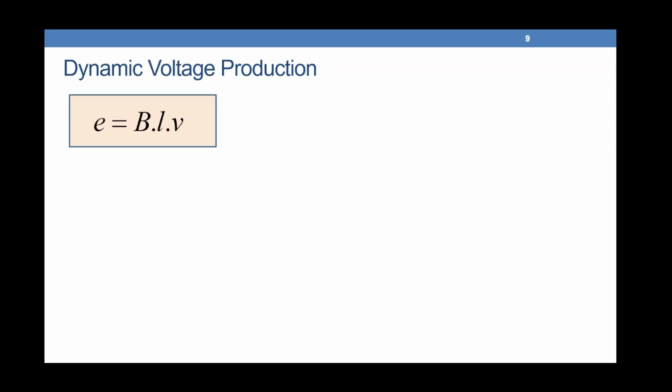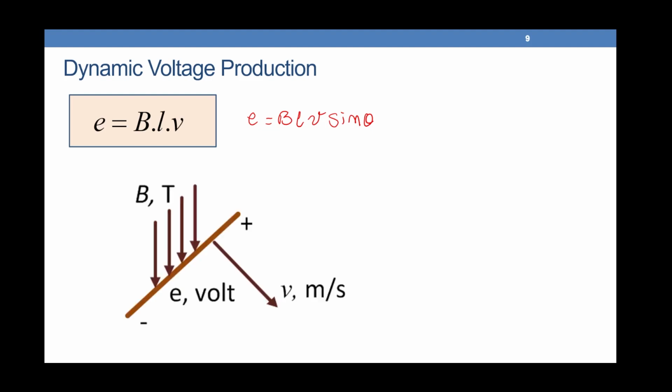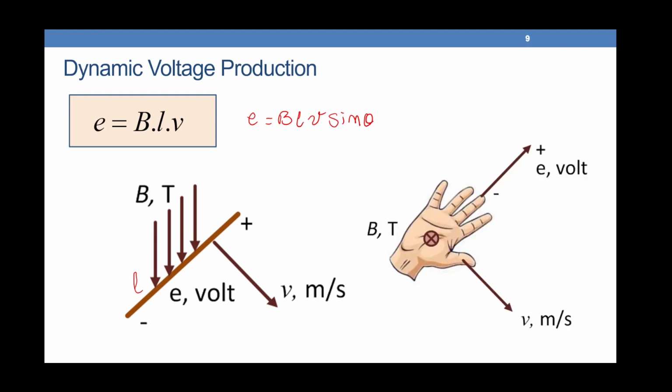Let us focus on this equation, E equals BLV. The original equation is E equals BLV sine theta, where theta is the angle between the velocity and the field, or the flux density B. So if on purpose we put theta as 90 degrees, we end up with this equation. If we have a conductor like this one with length L, and we apply a field or flux density B in this direction, and we try to pull this conductor with a velocity V meters per second in this direction, we have induced voltage, negative and positive, as we can see here. And this follows Fleming's right hand rule.